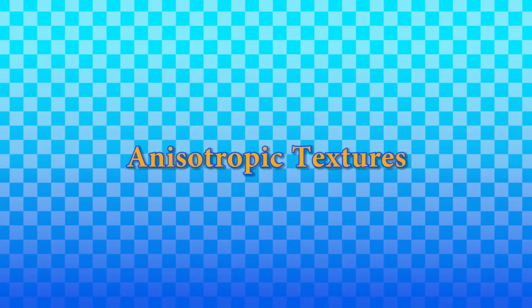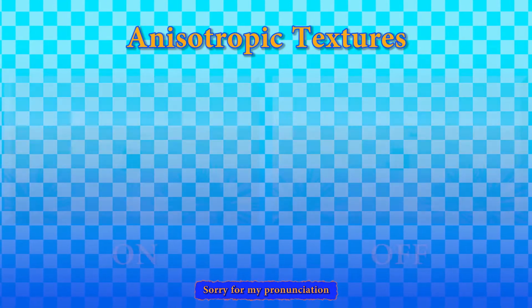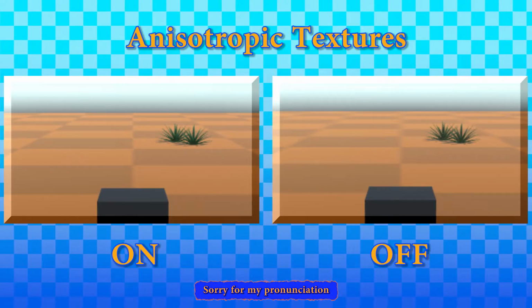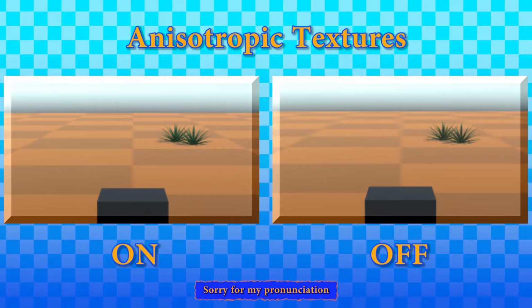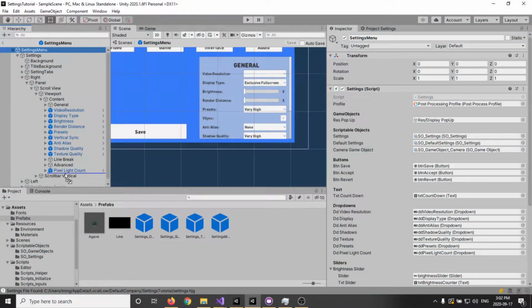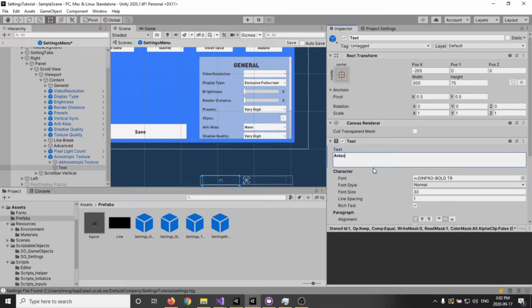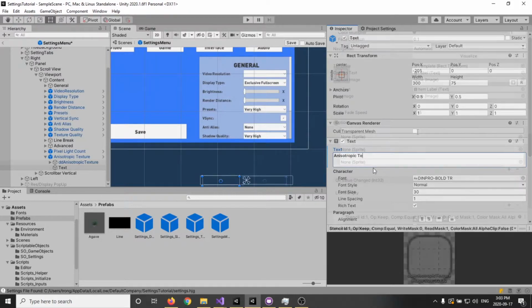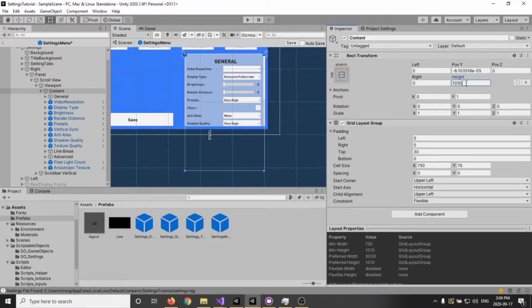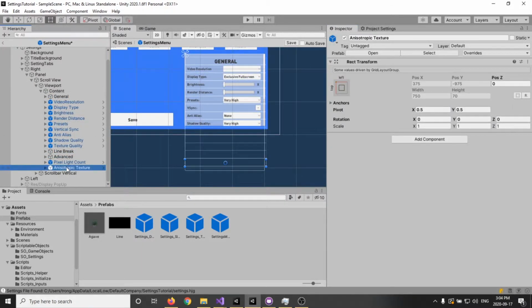Now onto anisotropic textures. When viewing textures at very extreme angles, you may notice that the farther textures are a bit blurry. Anisotropic filtering eliminates this aliasing effect and preserves their detail at the cost of performance. We'll add another dropdown. Ensure you change the text and the game objects to say Anisotropic Textures. This time, ensure the options display forced on, per texture, and disabled. Ensure the content height encapsulates this new dropdown within the content size.